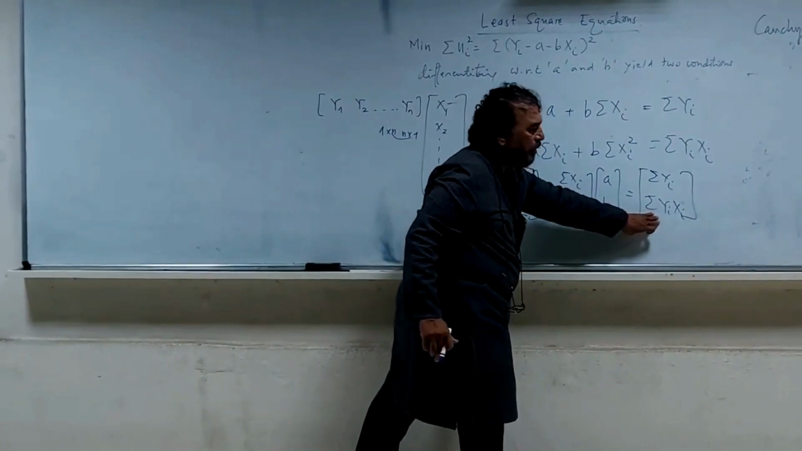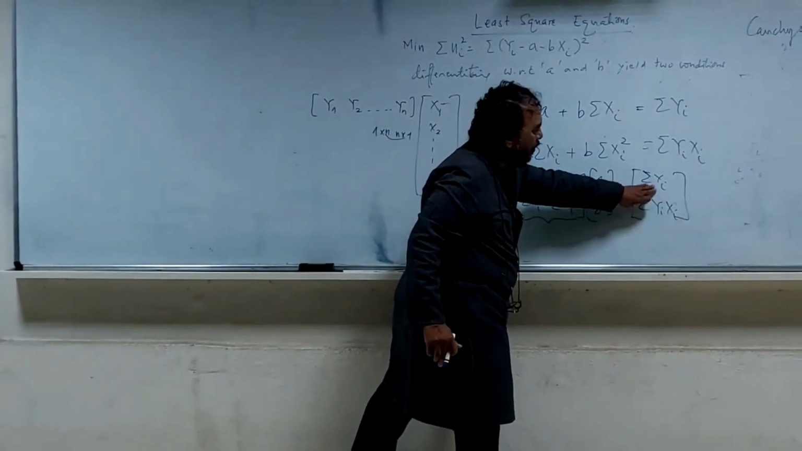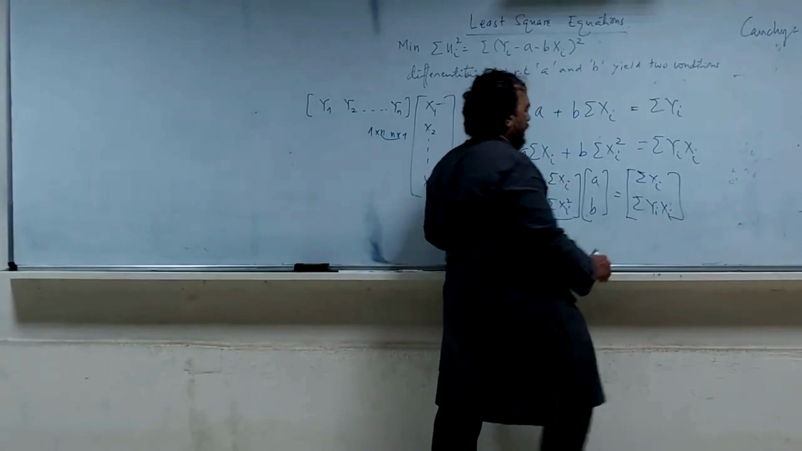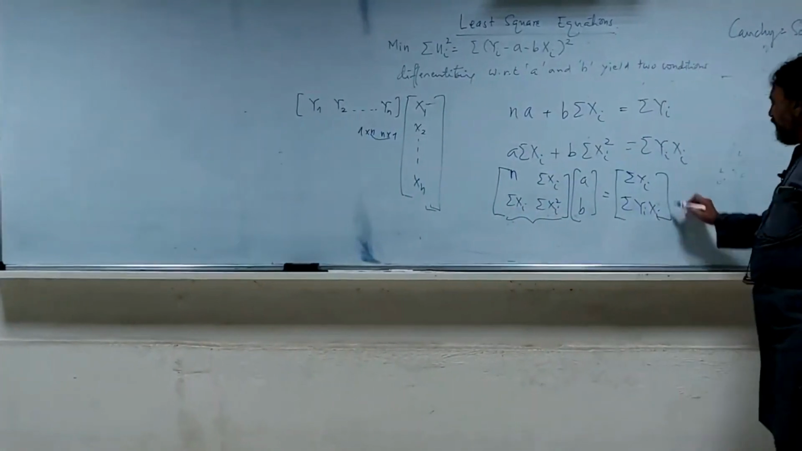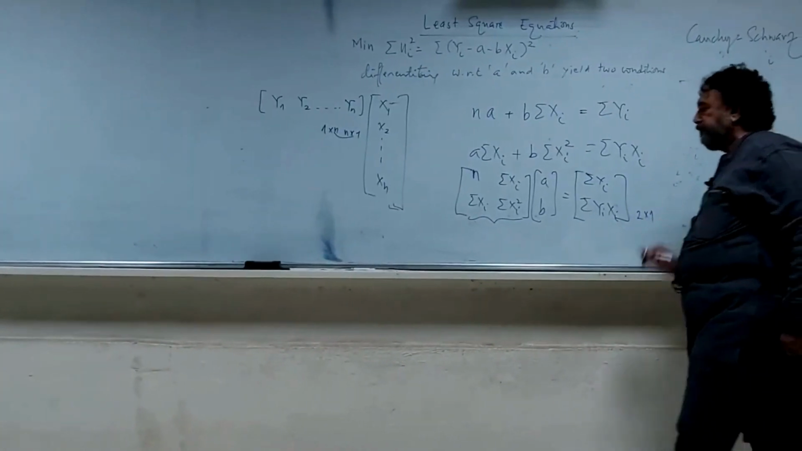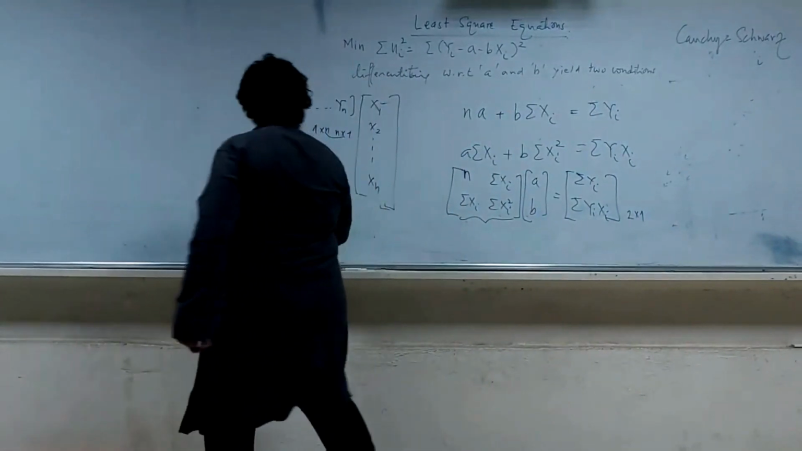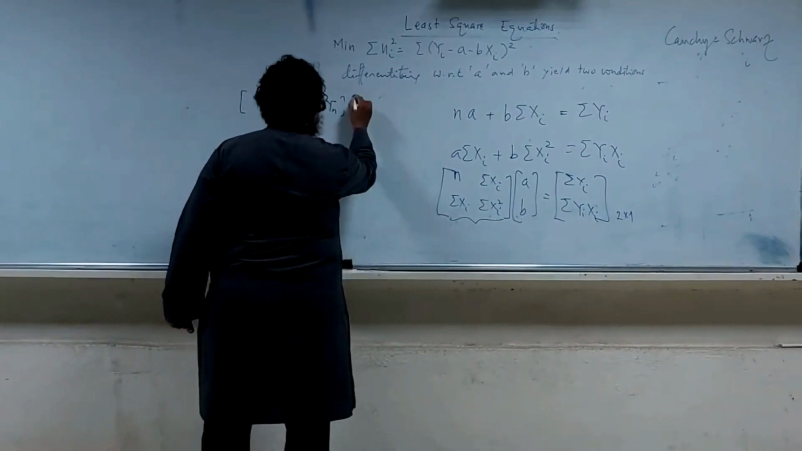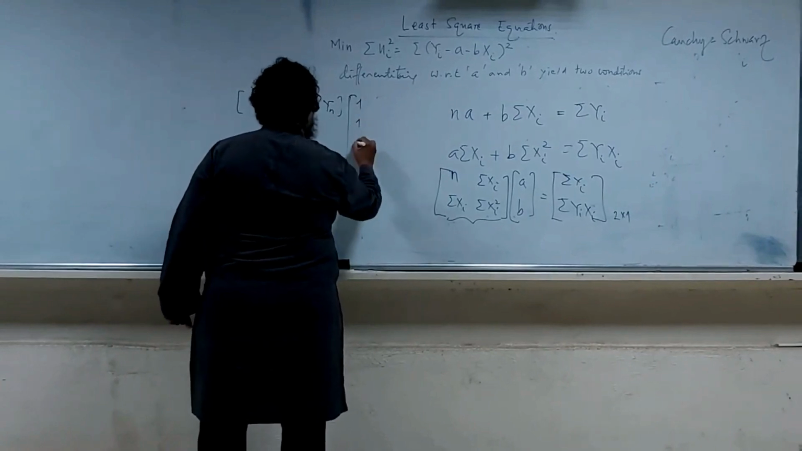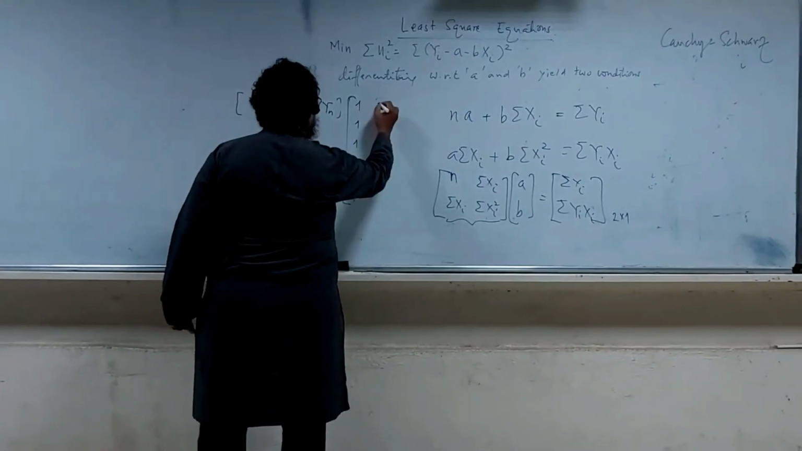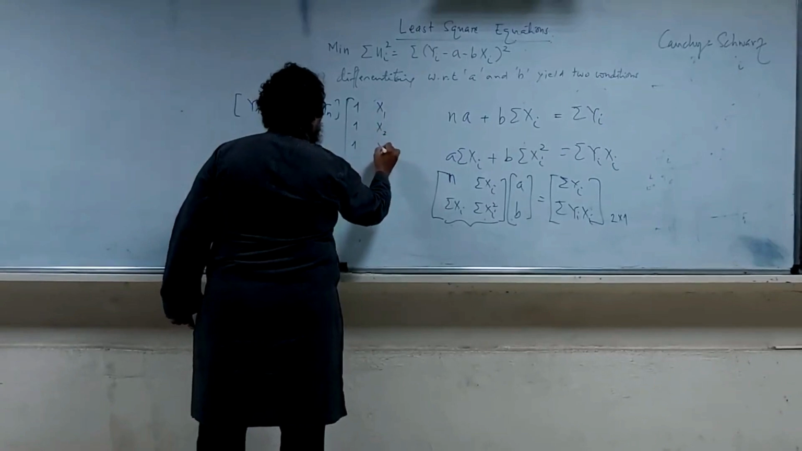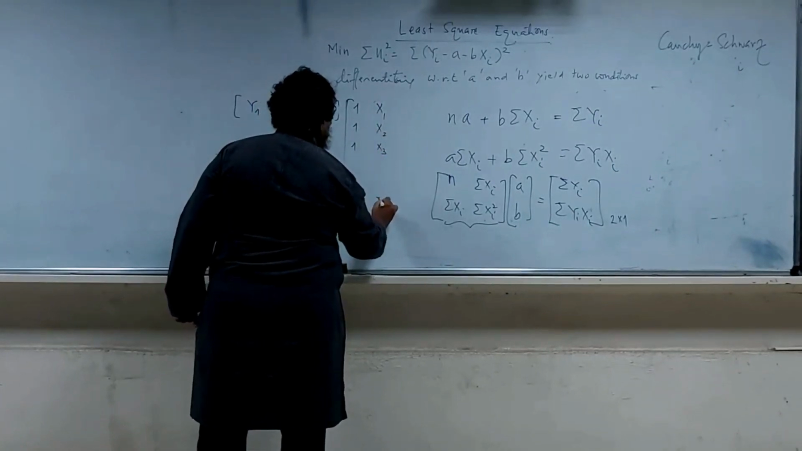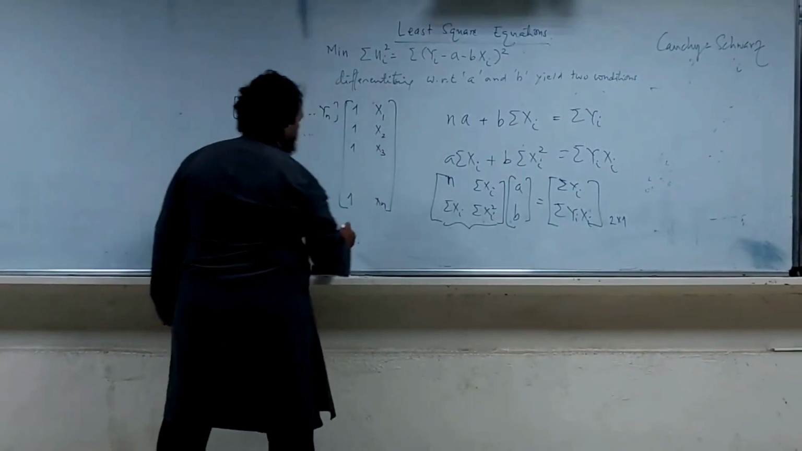But I don't want this quantity alone. I want this quantity as well. That means what is the size of this matrix? It has 2 rows, 1 column. So in order to get that, I can make a trick. The trick is, I will write an additional vector of the same size: x1, x2, x3, xn. And now you define this.